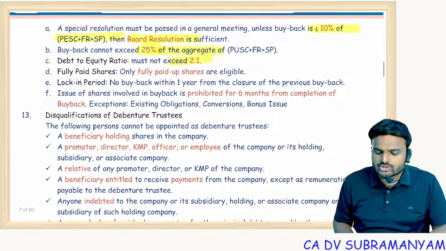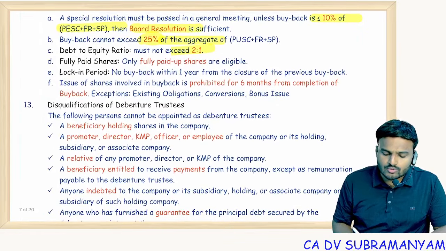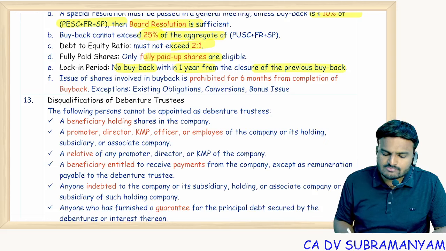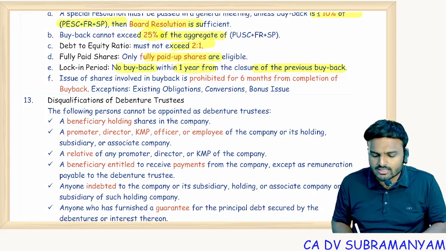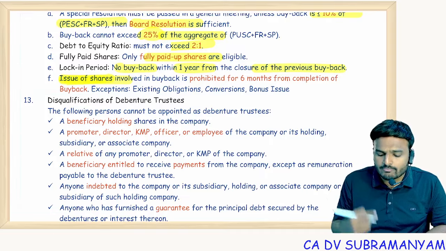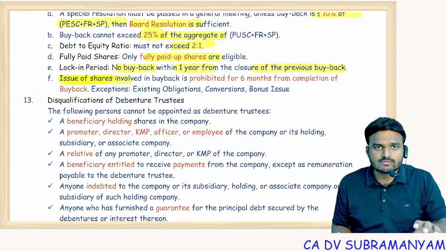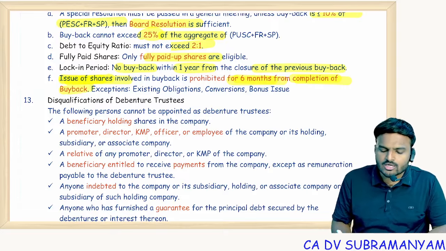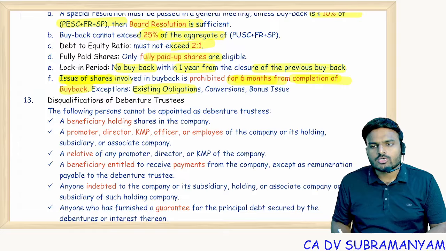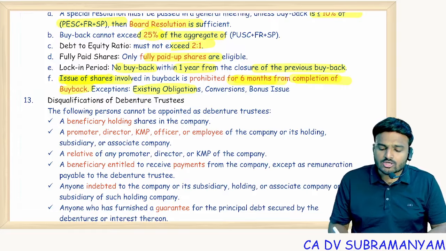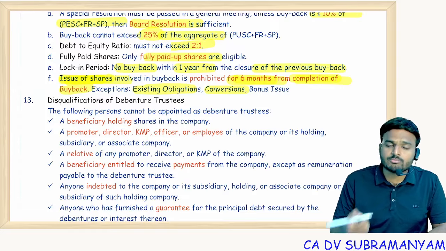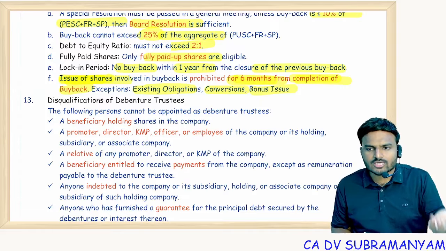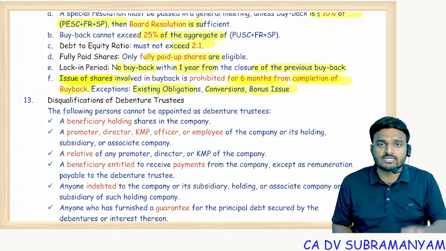Post buyback debt equity ratio should be less than or equal to 2:1. Only fully paid up shares can be bought back. No buyback within 1 year from the closure of the previous buyback. Gap between 2 buybacks should be 1 year. And issue of shares: the class of shares where buyback happened should not be offered for the next 6 months after completion of buyback. Of course, existing obligations like sweat equity shares, employee stock options, conversion of preference shares into equity, conversion of debentures into equity, issue of bonus shares, for these you can use shares belonging to the class where buyback was completed very recently, that is within 6 months.